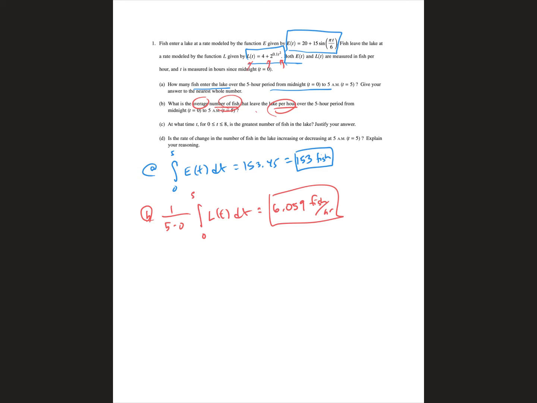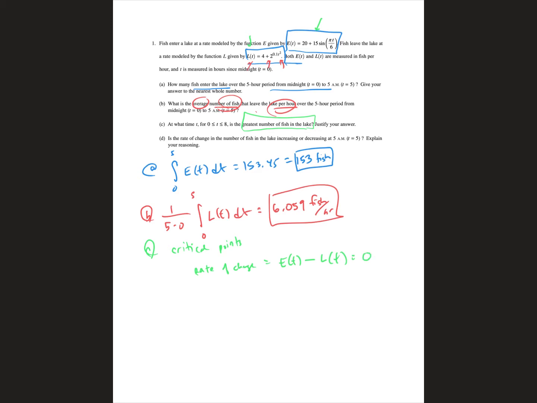So part C, at what time is there the greatest number of fish in the lake? So if you think about when the number of fish is greatest, that's when you would start by finding any critical points. Now, critical points are places where the rate of change equals 0. So the rate of change in this problem, the E of t is the number of fish entering, and the L of t is the number of fish leaving. So the rate of change of fish is E of t minus L of t. That's the total rate of change. And this would be the thing that I would want to set equal to 0 to find my critical points.